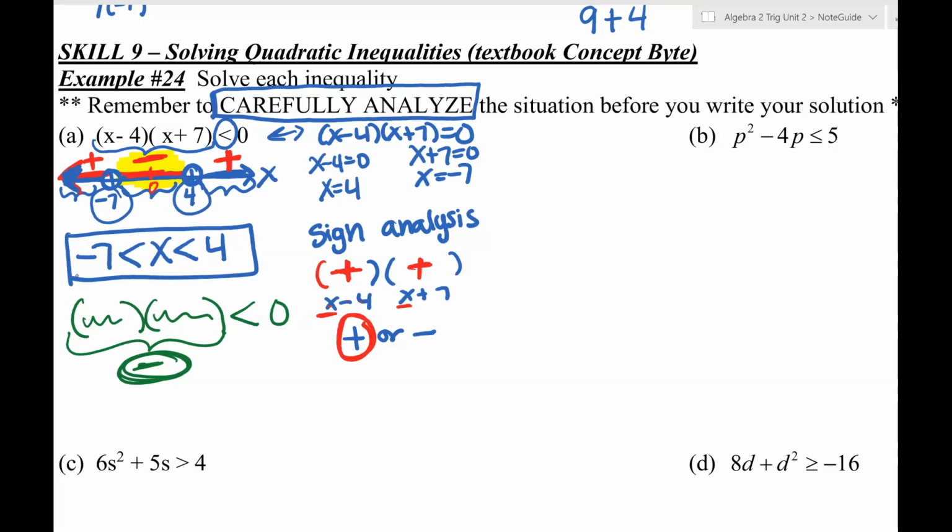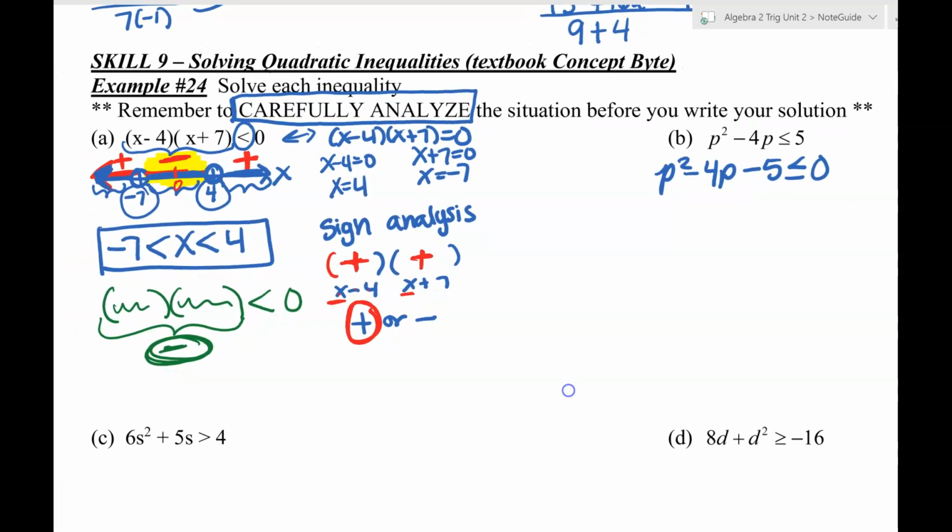So again, the 0 is key, just like with quadratic formula and factoring, because we can't really see what's happening if we don't do that. So each time you set one of these up, you want to compare it to 0. So I'm going to subtract 5 from this letter B. So I get p squared minus 4p minus 5 is less than or equal to 0.